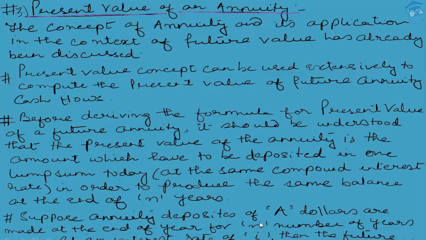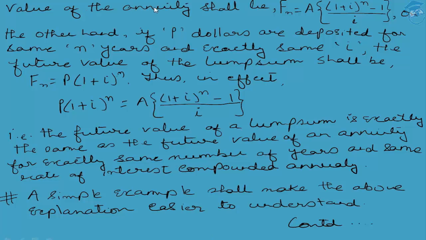Suppose annuity deposits of $A are made at the end of the year for n number of years at an interest rate of I. Let's take a hypothetical case. Suppose annuity deposits of A are being deposited every year at the end of the year for n number of years at an interest rate of I. Then the future value formula we all know: Fn is equal to A within bracket (1 plus I) to the power of n minus 1, divided by I. We all know that this formula represents the future value of the stream of the annuities.